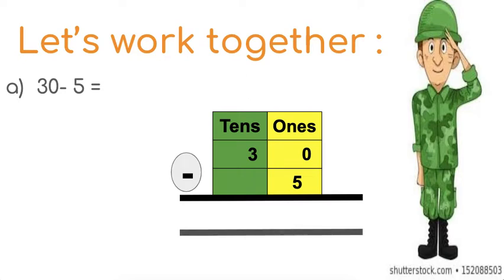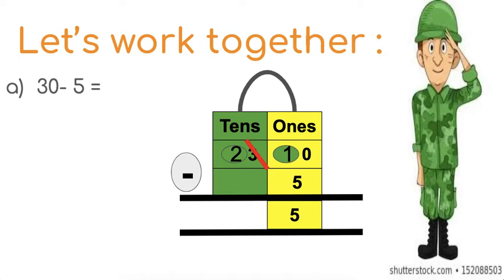30 take away 5. Pause the video and then come back to have a look. And I say 0 take away 5. Oh no, I can't do that. 0 is too small. So I need to knock next door and say, Mr. 50, please can I borrow a 10 from you? So he says, of course you can. We cross out the 30. He becomes 20 and he gives me a 10. So now the new sum is 10 take away 5, which is 5.